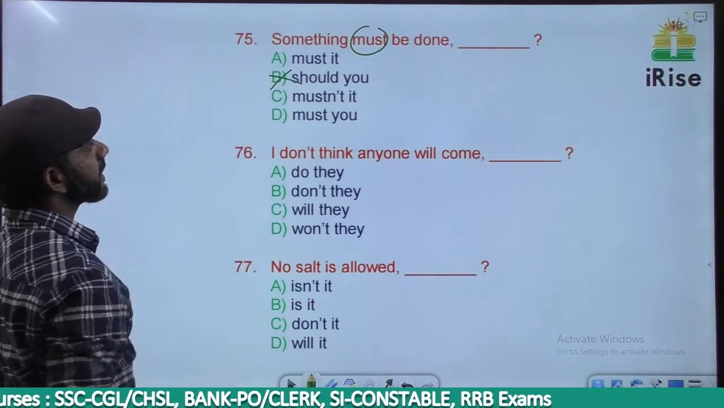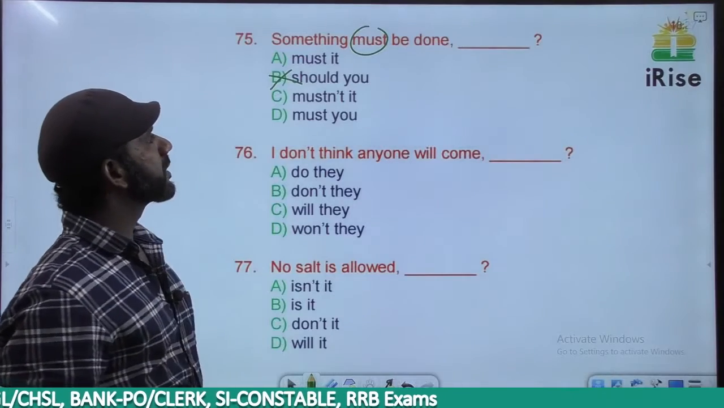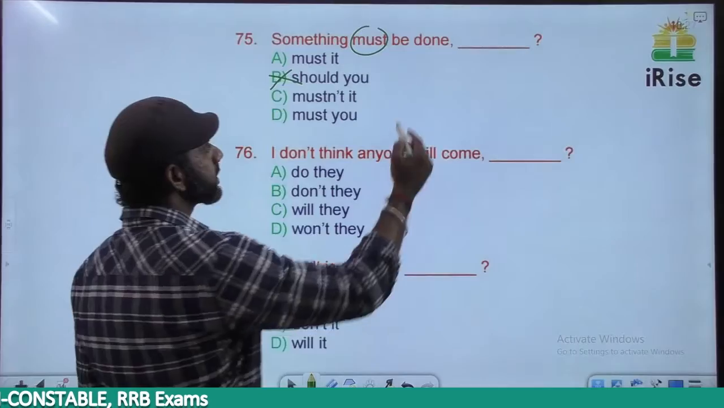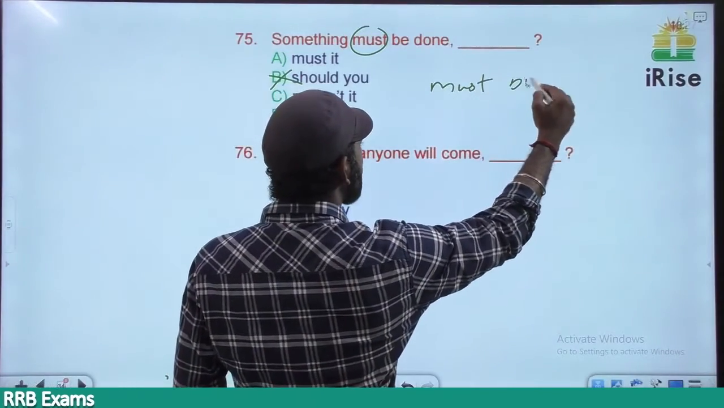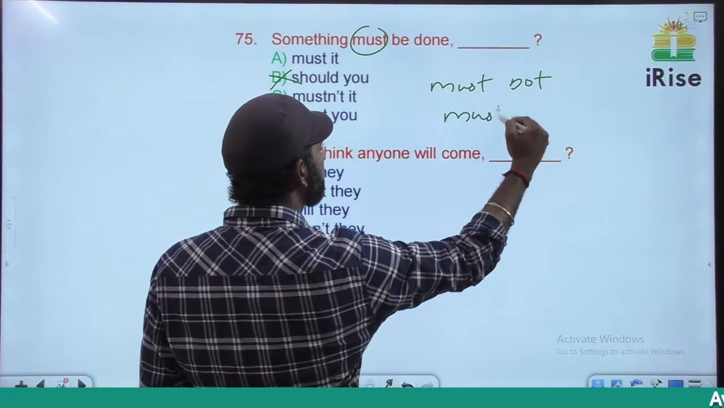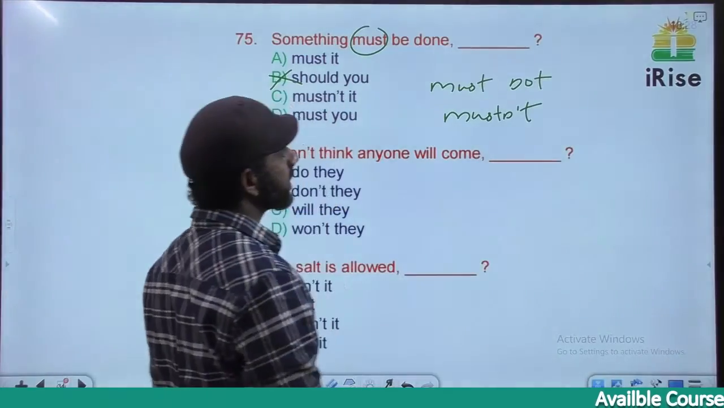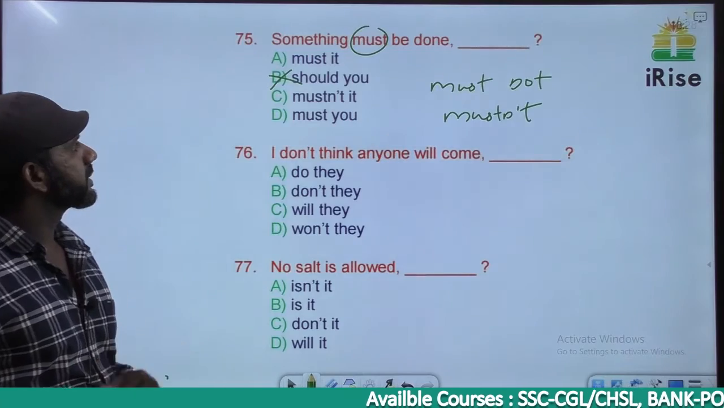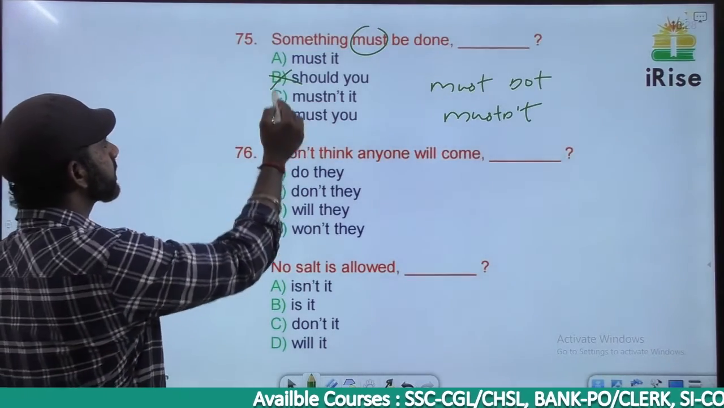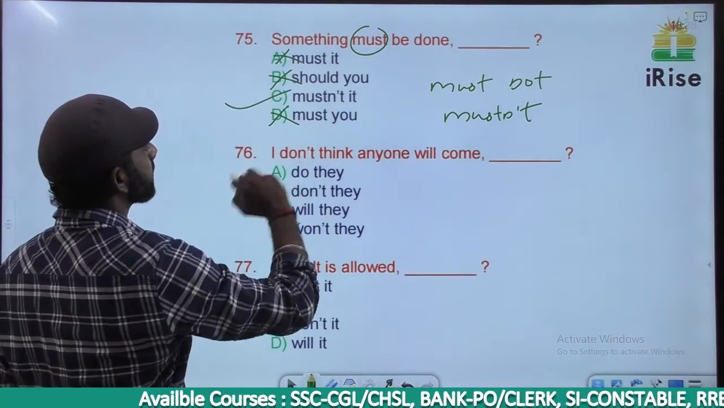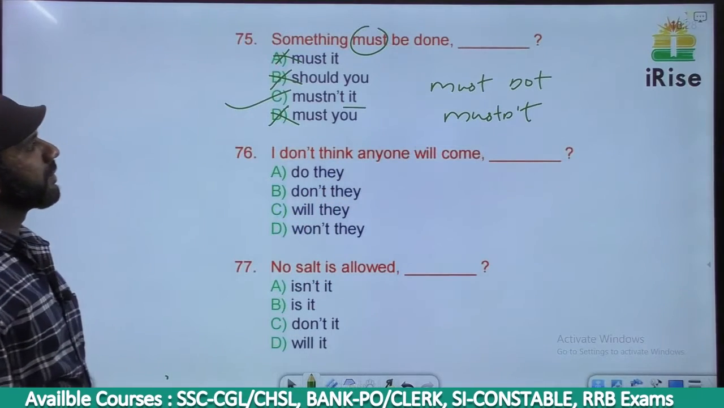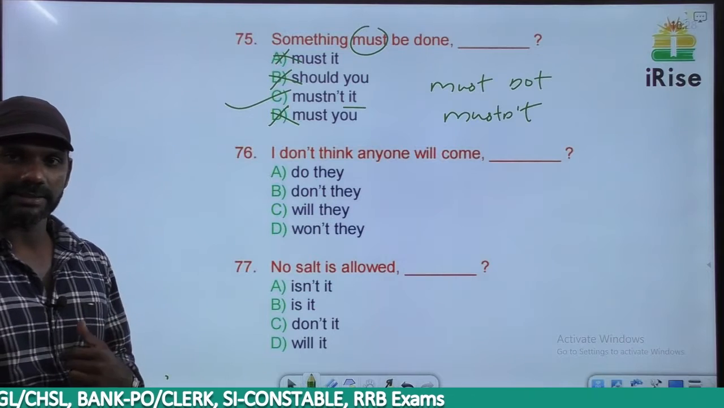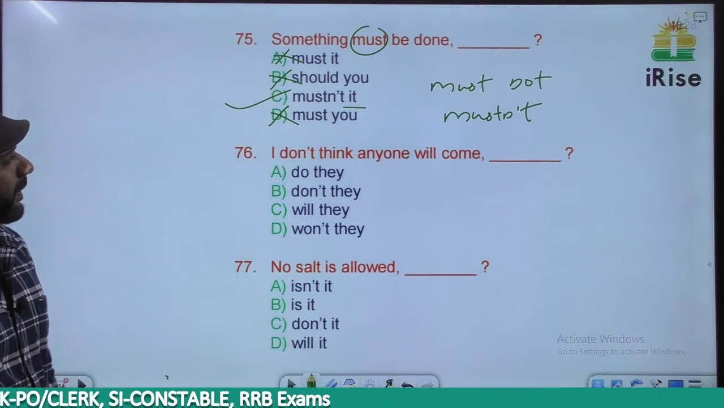So Bombay is eliminated. No negative term in the sentence, so in the tag there must be a negative term. Must not. The short form of must not is mustn't, M-U-S-T-N apostrophe T. Mustn't is there. Based on that, D is gone, A is gone, answer must be C. Something must be done, mustn't it. If it is somebody, then they. Right. Come to the next one.